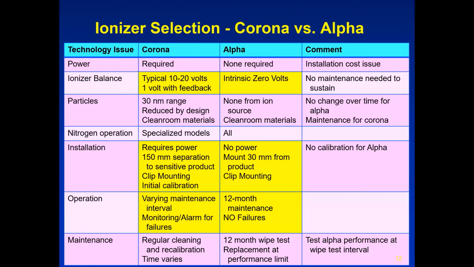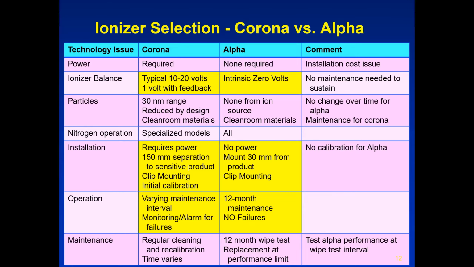Ionizer balance. Corona ionizers typically 10 to 20 volts, but with feedback control, you can get the balance down into the 1 volt range. Alpha, on the other hand, intrinsically 0 volts. Nothing is needed to maintain the balance of an alpha ionizer. The only instruction you'll get from the manufacturer is to assure that the case of the ionizer is grounded, because that's important for its operation. But other than that, it's always going to be at 0 balance.